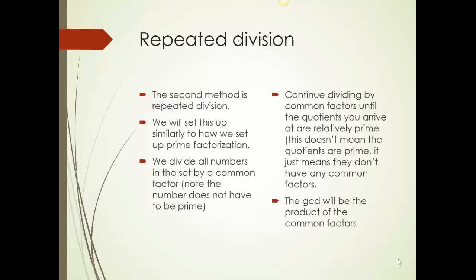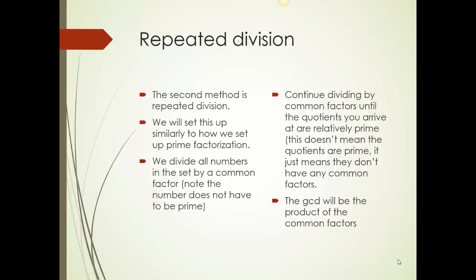Okay. So let's look at the second method, which I do think is my preferred method because it's a little bit quicker. It's called repeated division. So it's going to look similar to prime factorization, but it has a couple of differences. Number one, you don't have to use primes. It doesn't say repeated prime factorization, it just says repeated division.